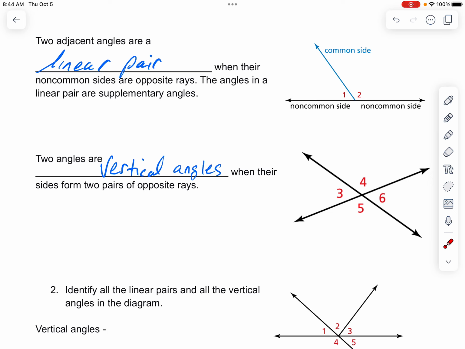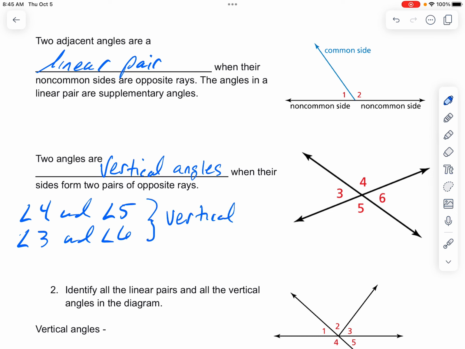The way I always think about this is you have to make an X. So if you have two lines making an X, then those angles that are formed opposite of each other are vertical. So for example, angle 4 and angle 5, and then we have the other pair, angle 3 and angle 6. These are both pairs of vertical angles. You might want to pause this and digest this for a second.